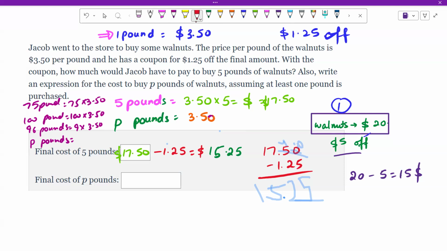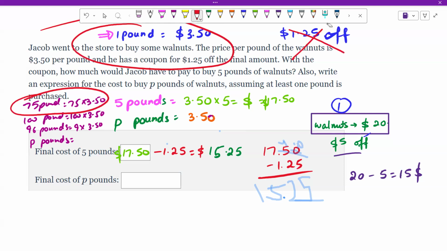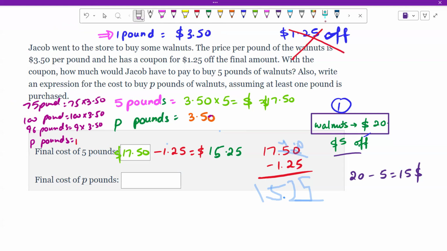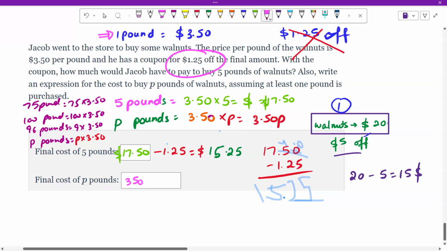I'm not talking about the coupon thing. I'm just talking about p pounds, so it's p times 3.50. So 3.50p is the final amount for p pounds, correct? They are saying on the final amount, they are giving $1.25 off. This was the final amount. They are giving $1.25 off on 3.50p. What do we do with that?